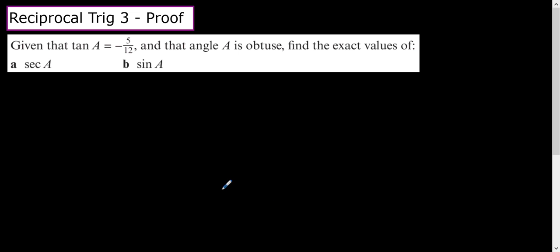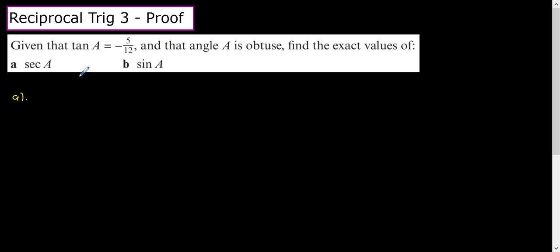Now there's another type of proof, okay? And it's this. So let's read the question. Given that tan A equals minus 5 over 12 and that angle A is obtuse, find the exact values of sec A and sine A. So here's what we do. Whenever you're given a question that says something about the angle being obtuse or reflex or acute, there's always a kind of standard process. We're going to use one of our identities where we square things.